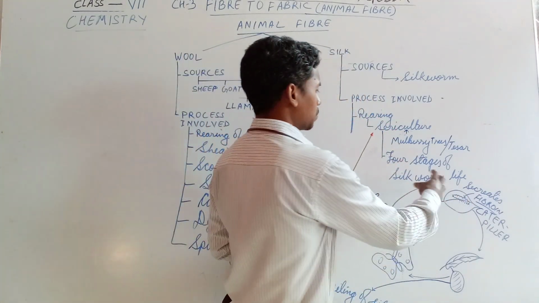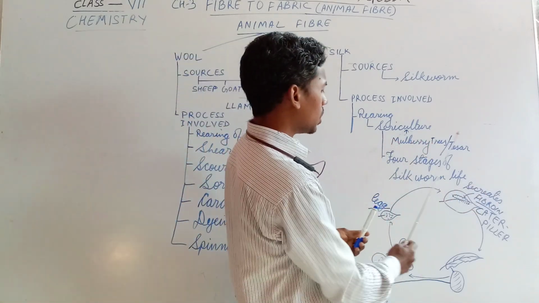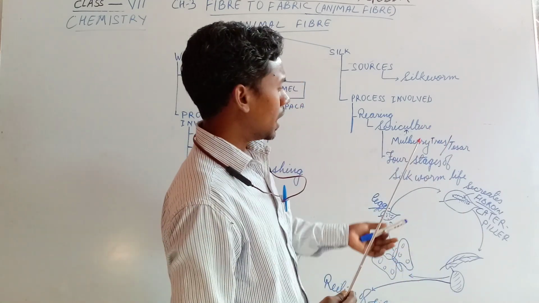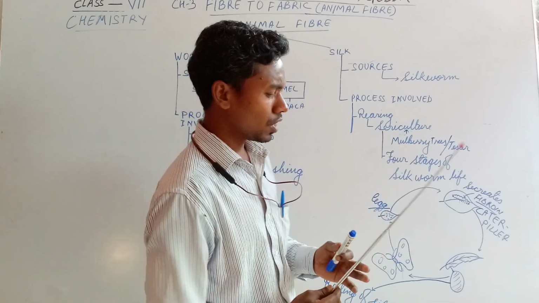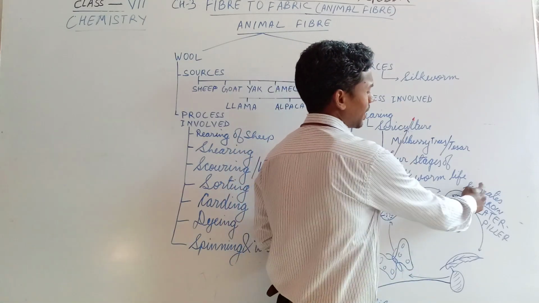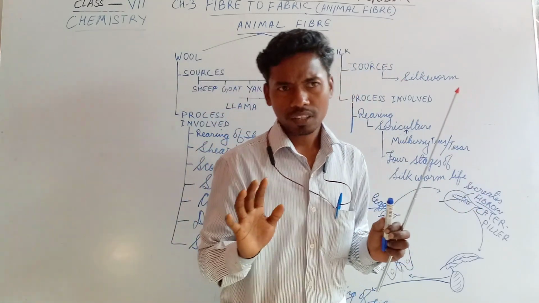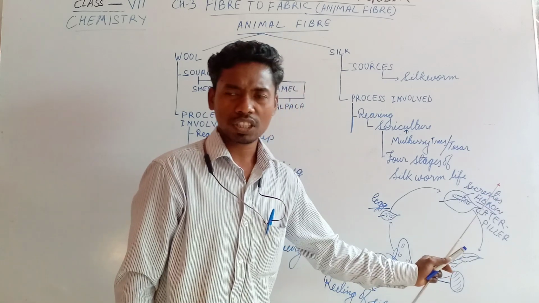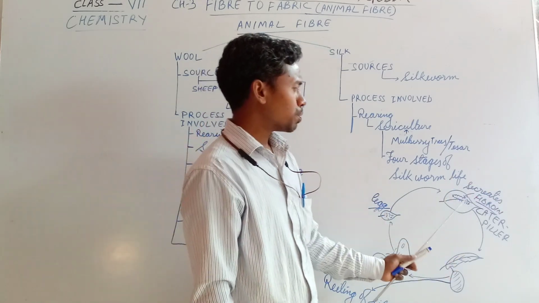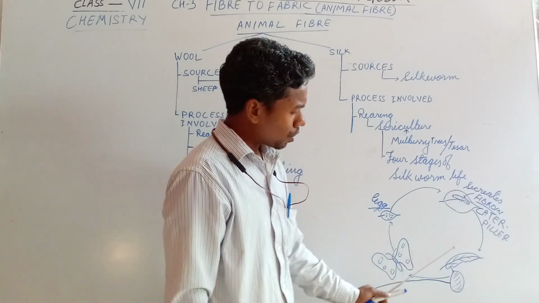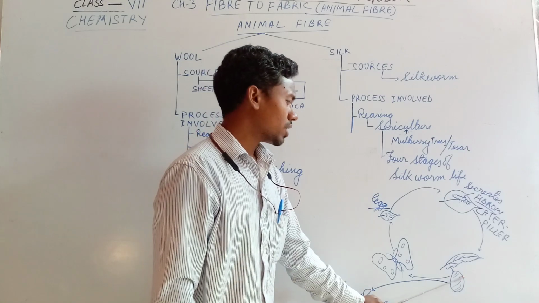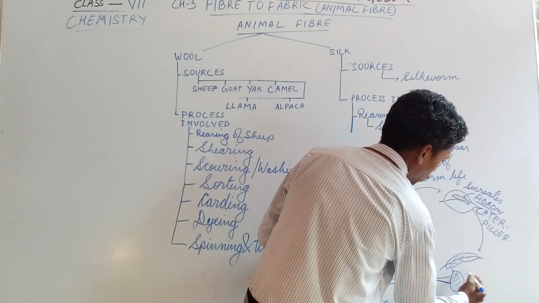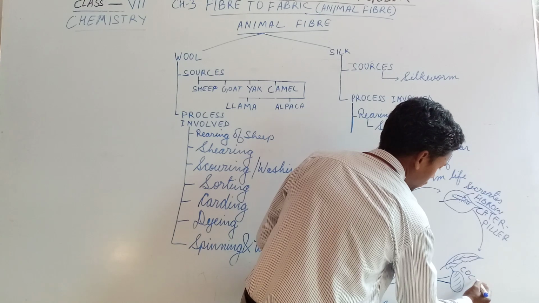What is the speciality of this caterpillar? It feeds on leaves. It keeps eating and eating, and after it is fully grown, it secretes a certain type of enzyme called fibroin. What is the specialty of this fibroin? With the help of this fibroin, it covers itself with a very thin fiber. And this stage is called cocoon.